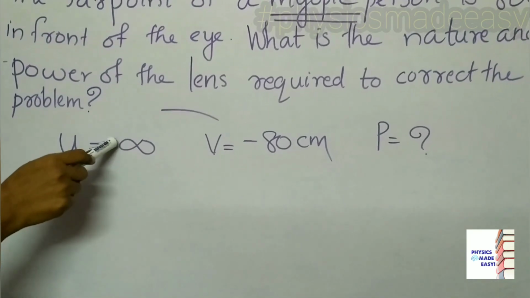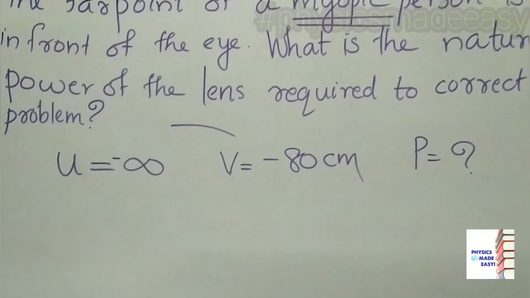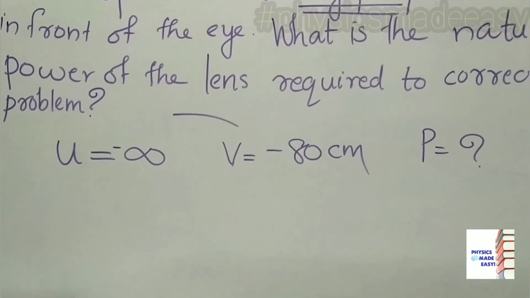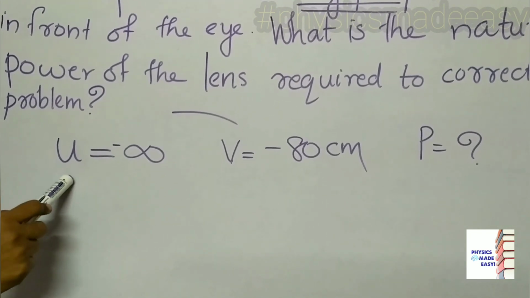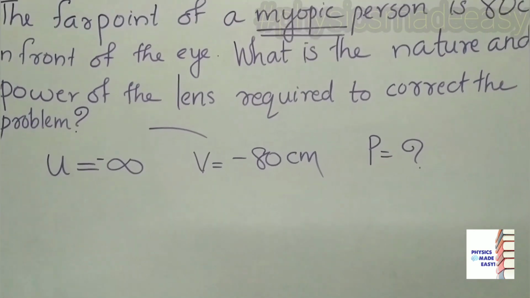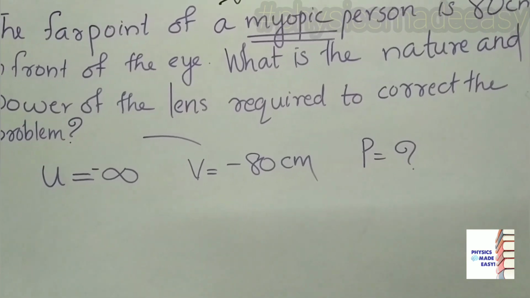If you are not putting the minus sign also, no problem. I mean here we are taking that as 1 by infinity, and 1 by infinity will be 0, you know. So u is equal to minus infinity, then the image distance v is equal to minus 80 centimeter. Then we have to find the power.